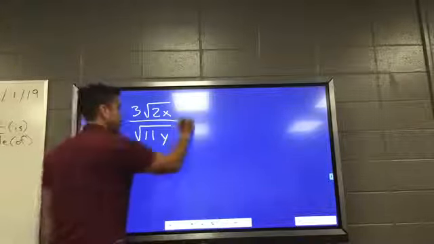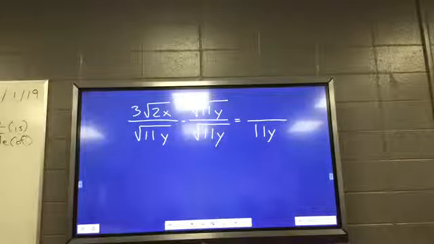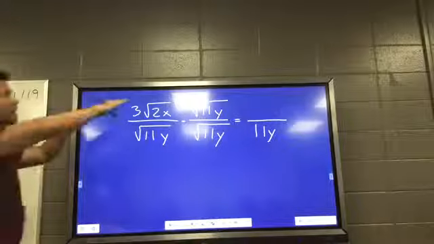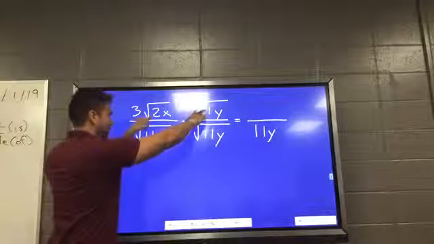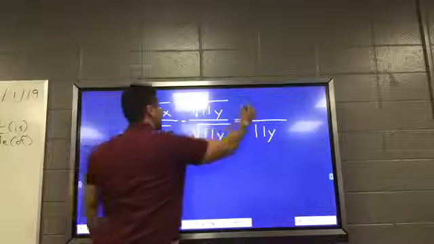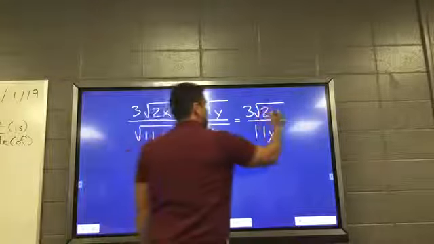What's the square root of 11y times the square root of 11y? 11y. All right, that's what I got in the bottom. I rationalized it. Okay, what do you get up top, though? This is what we did this morning. What do you get up here? 3 times the square root of 22xy.